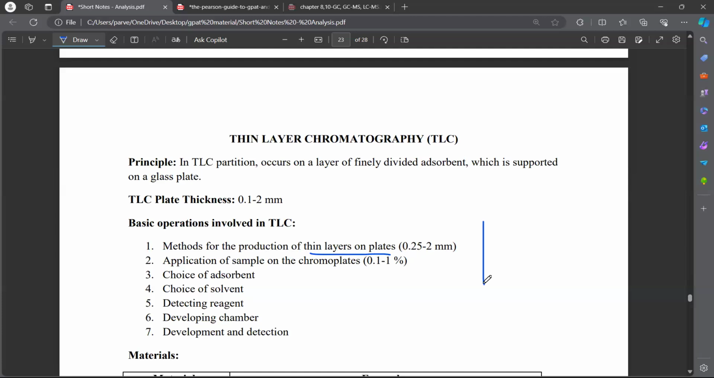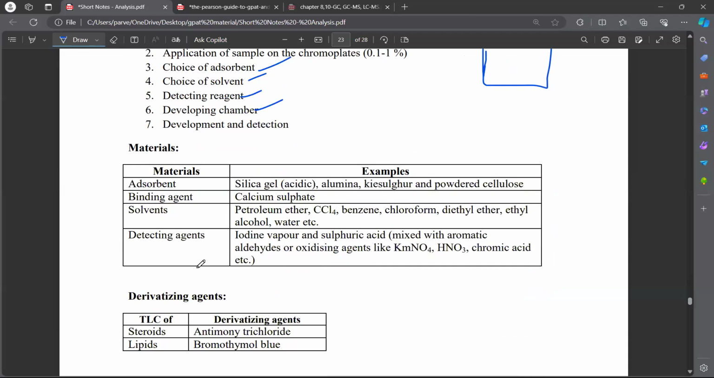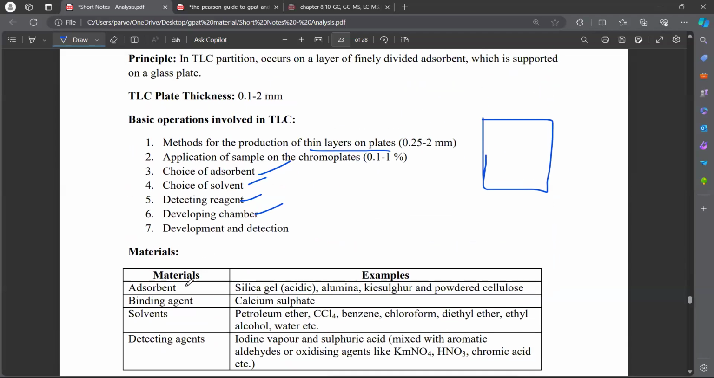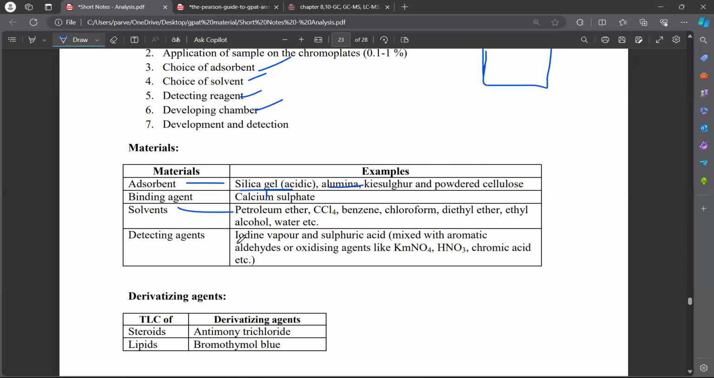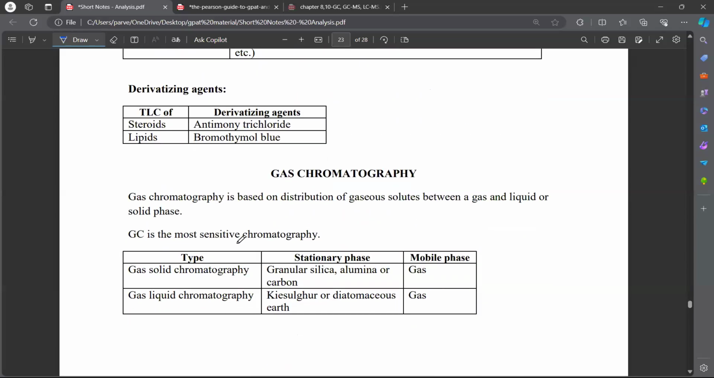Generally, as I mentioned, we take a plate. On the plate, the adsorbent or the stationary phase is coated. Then the choice of the adsorbent is important. Choice of the solvent, detecting agent, developing chamber, and different materials. So these are the different materials. Adsorbents generally used are silica, alumina, and cellulose. As binding agent, calcium sulfate is mainly used for the silica gel. Solvents which are used are petroleum ether, carbon tetrachloride, benzene, chloroform, and diethyl ether. These are all organic agents, and these are the generally used derivatizing agents as I mentioned here.